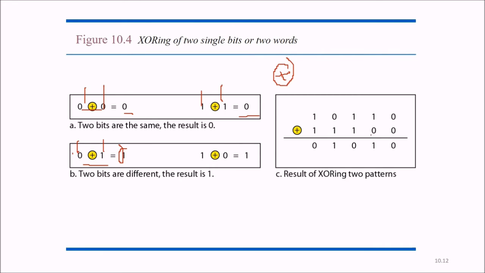So how can we XOR two patterns? Because the bits are similar, the result will be 0. All similar will have 0. But the different ones will have 1. This is the XORing.